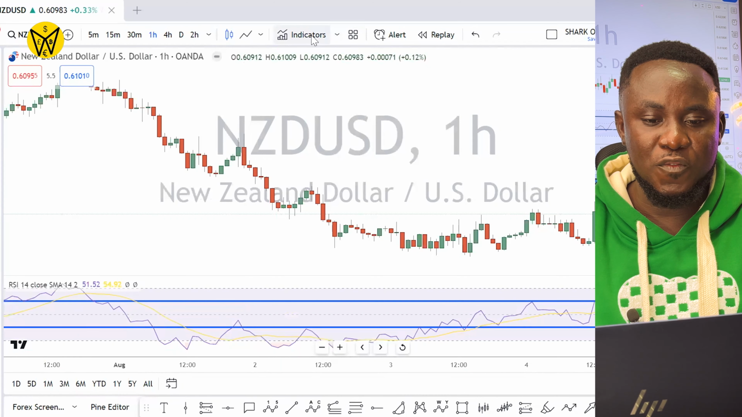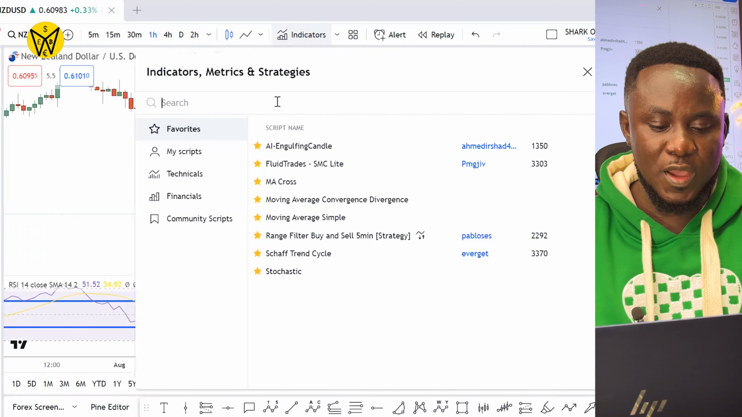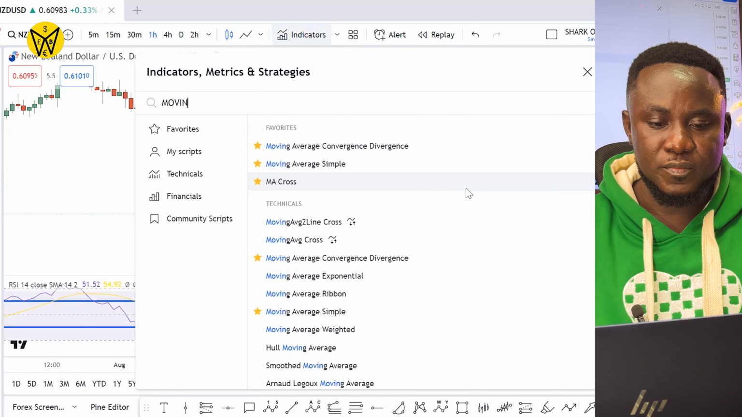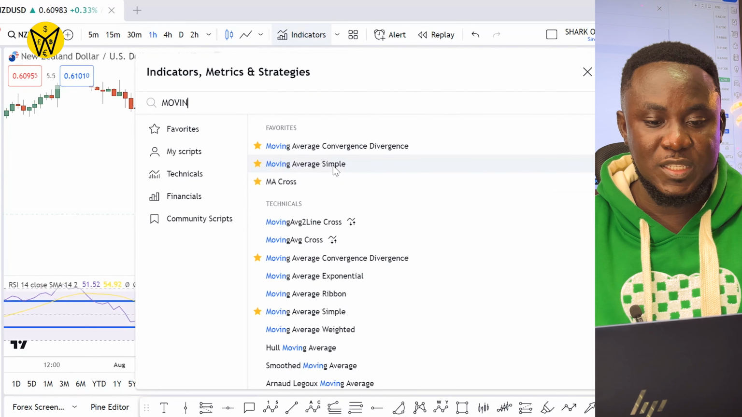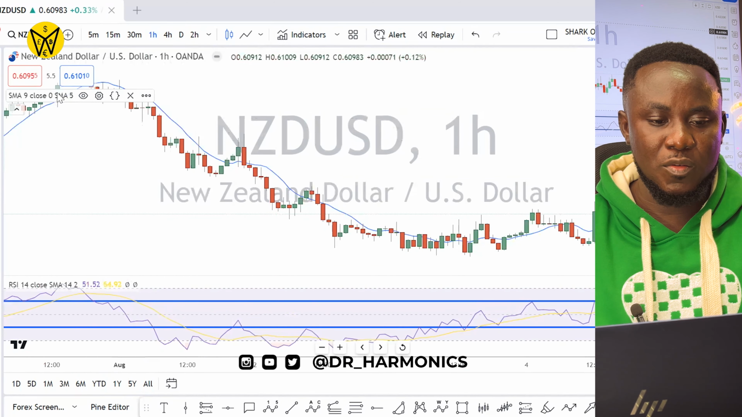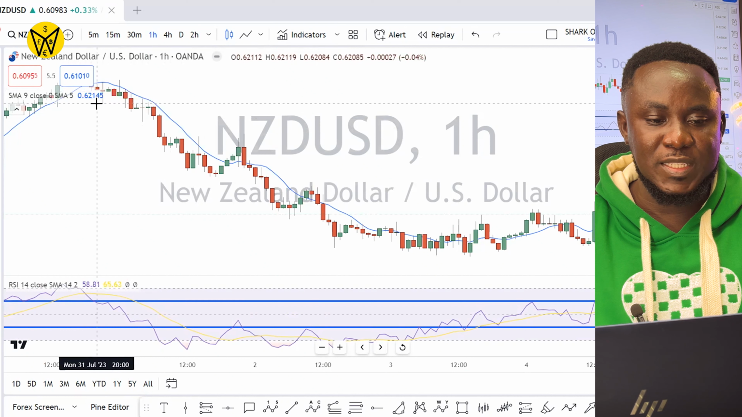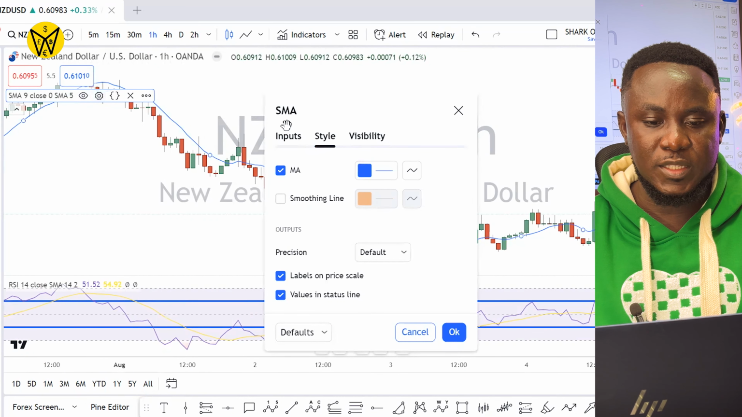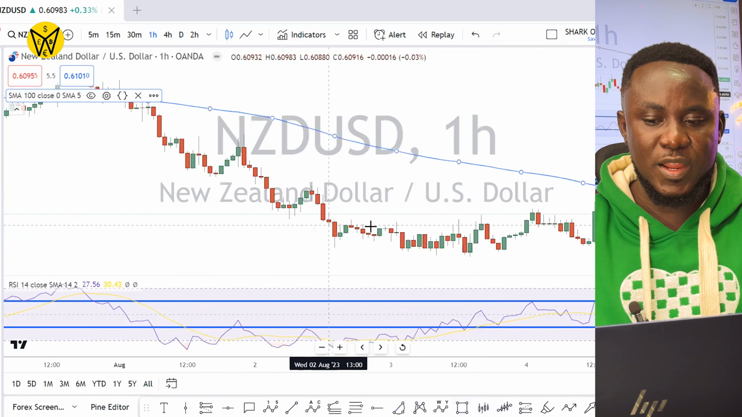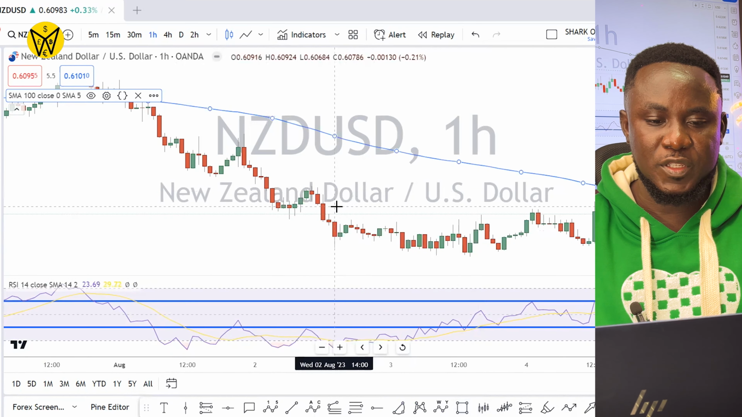So you go and look for your 100 simple moving average. You type in moving average, you see moving average simple, and you click on it. Now you see the settings of the simple moving average. Make sure you change the length to 100. So this is your 100 simple moving average.